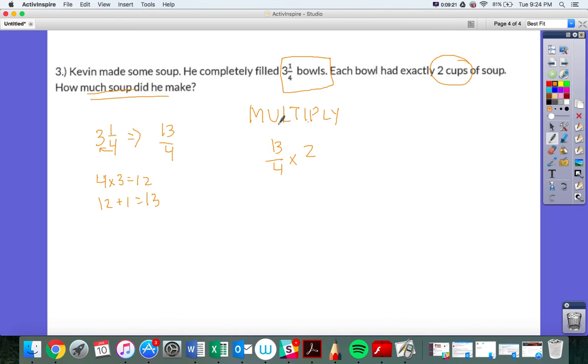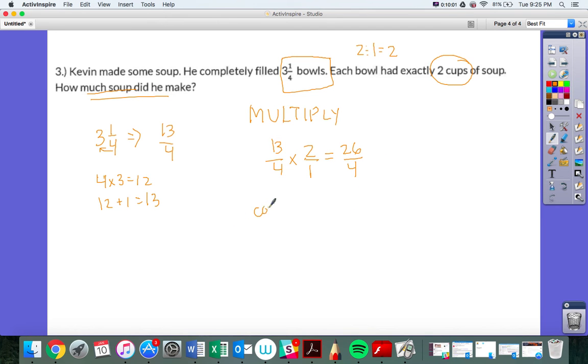But at this point, we have a fraction and a whole number, so we need to fix that. We can change this into a fraction by putting a 1 under it, because we know 2 over 1 is the same thing as 2 1s, or we can write 2 divided by 1 if we're a little confused and know that 2 divided by 1 is 2. That number is going to be the same here. Now I'll multiply across the top. 13 times 2 is 26, and 4 times 1 is 4. I look back and now I see, wow, I have an improper fraction. So I need to fix that improper fraction.